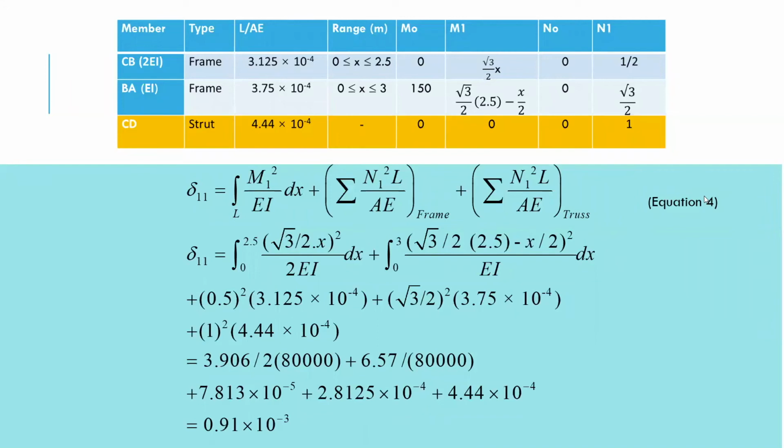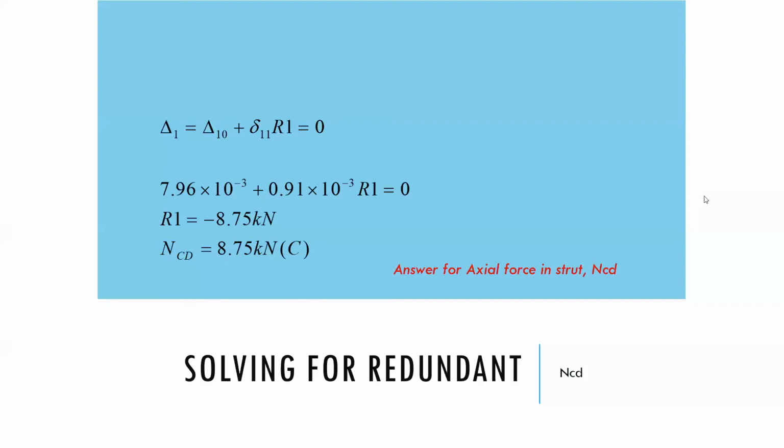Delta 1,1 can be calculated based on equation 4, where the details are solely from the redundant structure. Then, by gathering the results of delta 1,0 and delta 1,1, we can solve the compatibility equation. It is to note that delta 1 is the displacement in the direction of the redundant force. It normally deals with support displacements at the corresponding redundant. Since there is no support displacement in this case, delta 1 is 0.